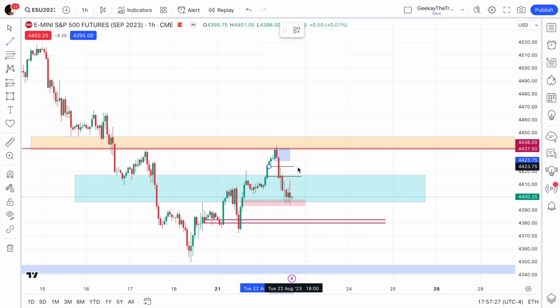So for the short side, you want to see it get below this imbalance and use that support. You can see we did that. You can see how on the hourly time frame we get below it. Indecisive candle, smack up into it, and then trade off.